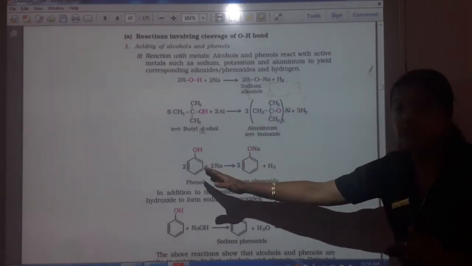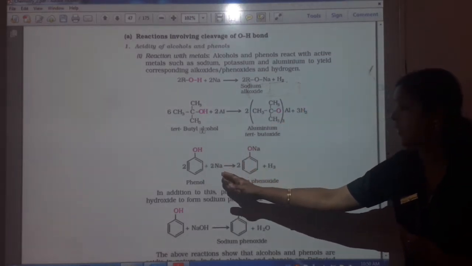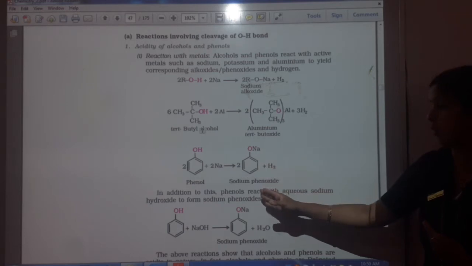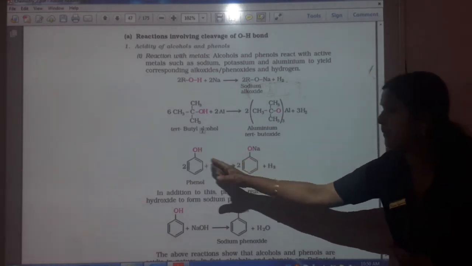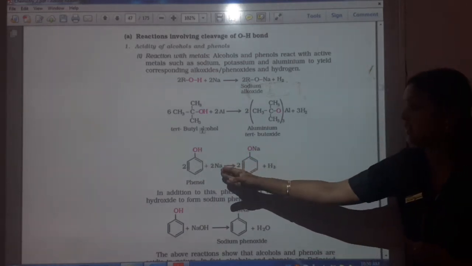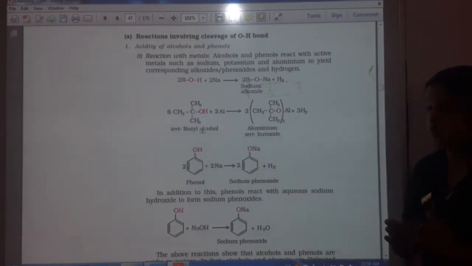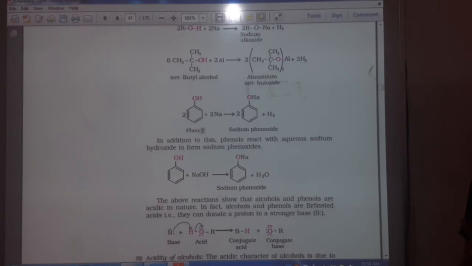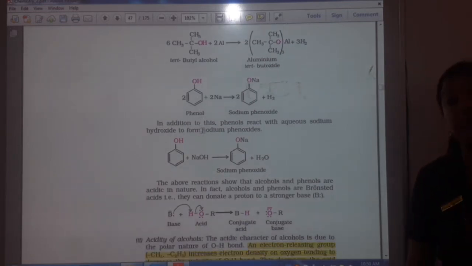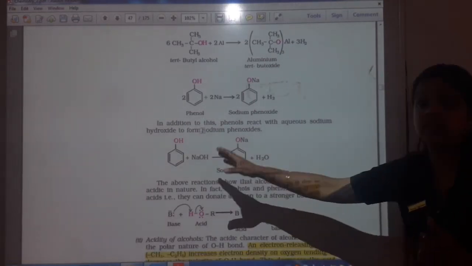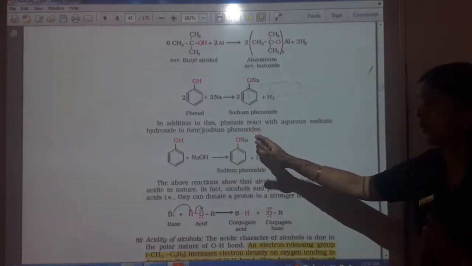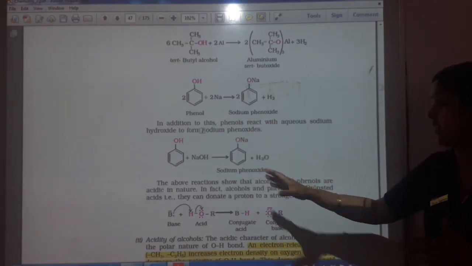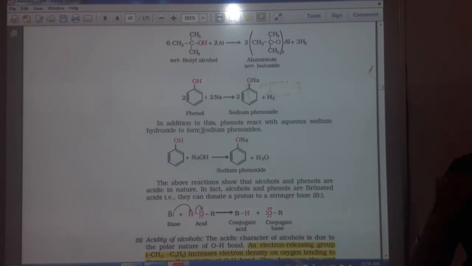Now what is the case when phenol reacts? When phenol reacts with sodium, you get sodium phenoxide, that is H will be removed as hydrogen gas, and sodium comes and attacks the oxygen. So that is how you get it. Right. Now not only sodium, when it reacts with a base like potassium hydroxide or sodium hydroxide, you get the same product, that is sodium phenoxide, or I will say metal alkoxide.